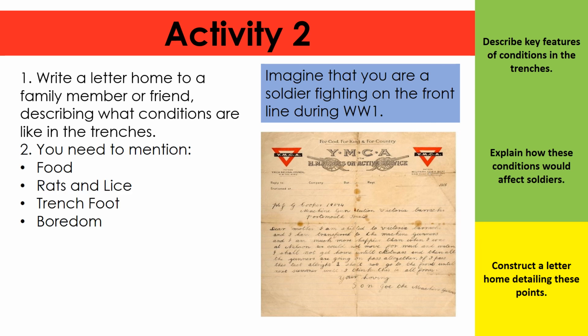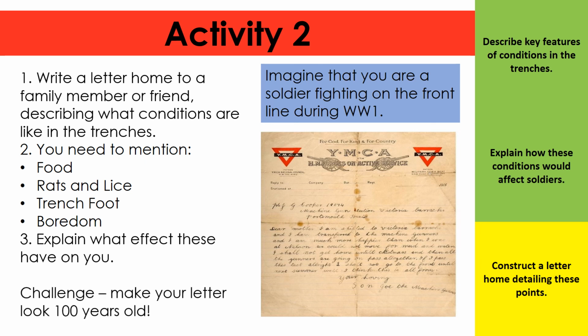Now there's things you need to mention in your letter. You need to mention the food that you are receiving, the issues with rats and lice, issues of trench foot, and issues of boredom. Now I want you to explain what effect these have on you in the trenches. And your challenge, if you can, you might not be able to do this as well, is to try and make your letter look 100 years old once you've written it. So see if you could make your letter look very, very old.